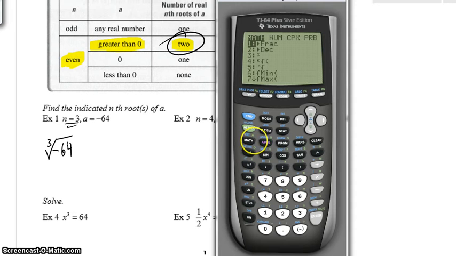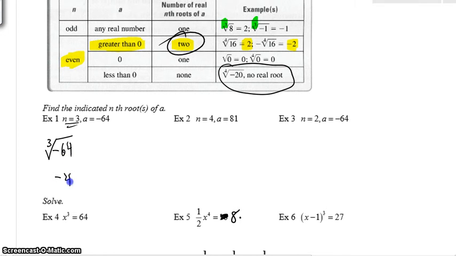A calculator will remind you. Press the math button. The math button is right here where I'm pointing. It's pretty close to that down arrow, all the way on that left-hand edge of the calculator. Go down to choice 4, and you'll get the cube root. You can just type in negative 64. You'd get negative 4. This means negative 4 multiplied by itself 3 times is negative 64.